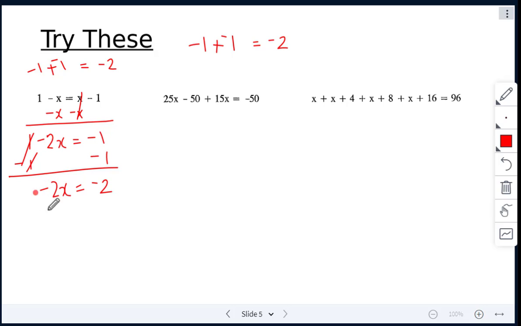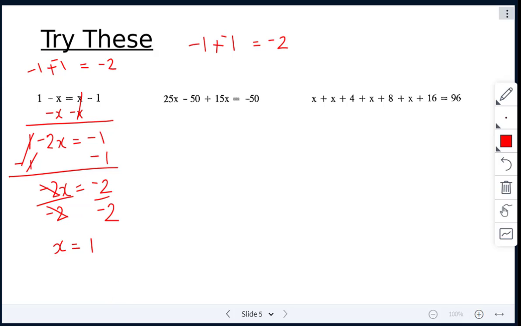All right, and our last step here now would be to divide by negative 2 on both sides. That leaves me with x is equal to 1. Negative 2 divided by negative 2 leaves me with 1.